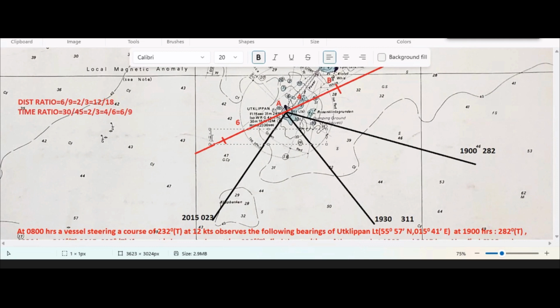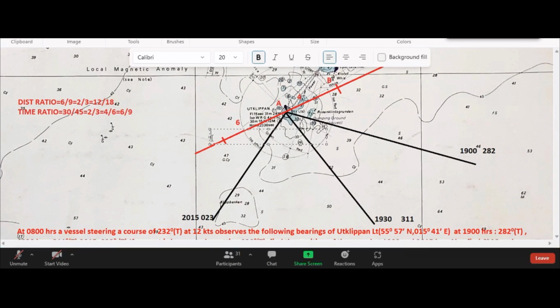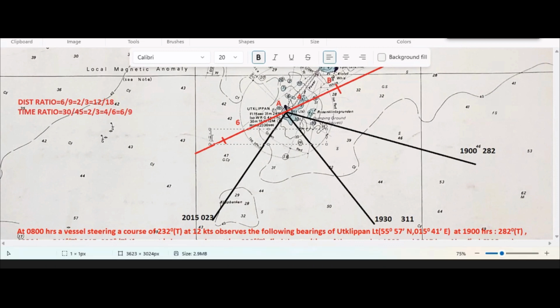Next is the second and third bearing, 45 minutes. In 45 minutes, the engine speed is 12 knots. How much distance will be covered by the engine? 9 miles. We have taken 6 by 9. First interval distance covered, second interval distance covered, as per the engine speed.